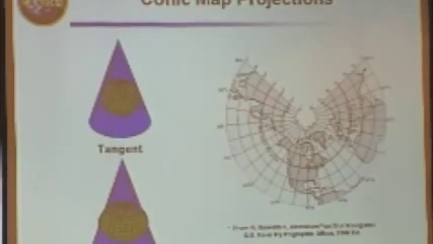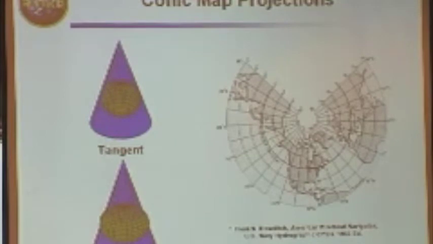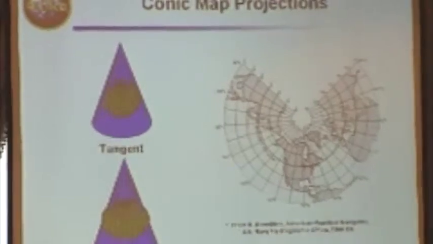With conic map projections, they can be sitting tangent to the object, or they can cut into the object, and you can cut them along a line and roll them out flat. There's no distortion.